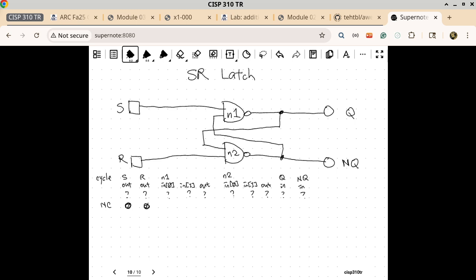And they're specific because S is connected by this node, this wire, to in 0 of N1. So N1 in 0 is going to get a zero. But this zero is because of the input pin S. The R input pin connects to the second input pin of N2. So we look under N2, we look at the second input pin, and that also becomes a zero.